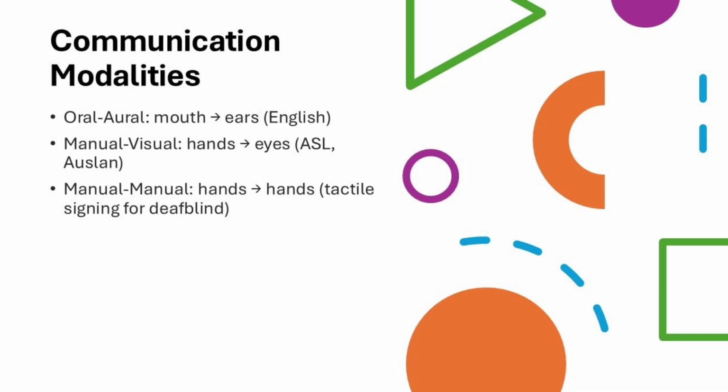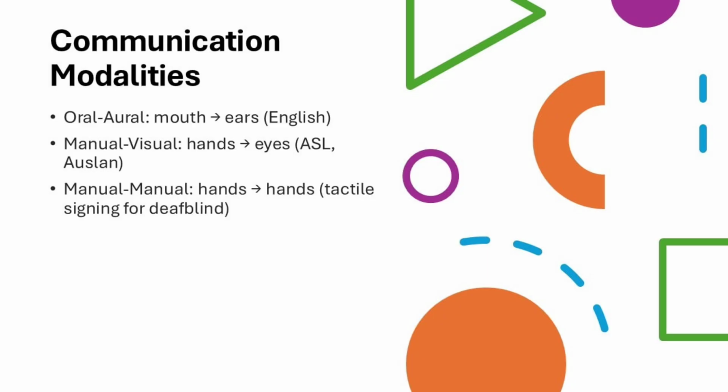Number 2, manual visual modality. Sign languages use manual visual modality. Manual: hands and body. Visual equals eyes. So manual visual means hands, eyes. Examples: American Sign Language, ASL, Australian Sign Language, Auslan.